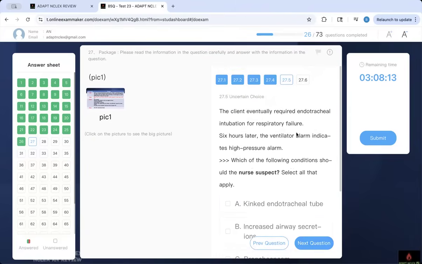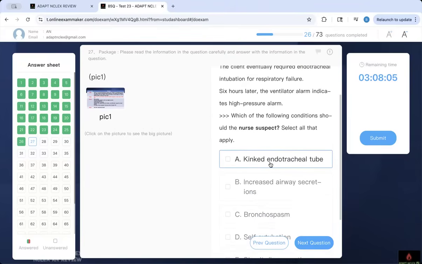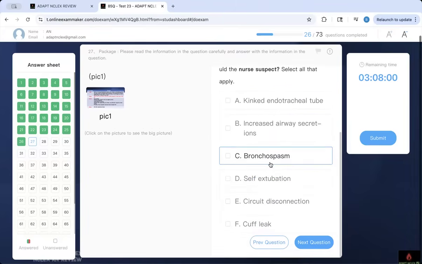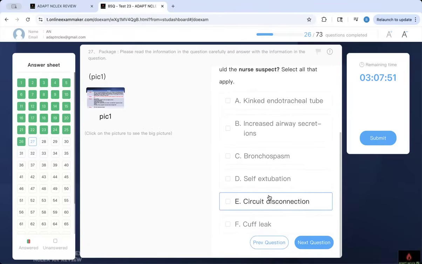The client eventually requires endotracheal intubation. So intubate the patient due to respiratory failure. Six hours later, the ventilator alarm starts sounding, high pressure alarm. Which of the following conditions should the nurse suspect? It's the same concept. Don't say this is a case study and it's taking me. You know what the high pressure alarm is. If I say what conditions will cause a high pressure alarm, just pick any of them you want. Pick endotracheal tube obstruction, increased airway secretion, bronchospasm, self-extubation, circuit disconnected, and cuff leak.